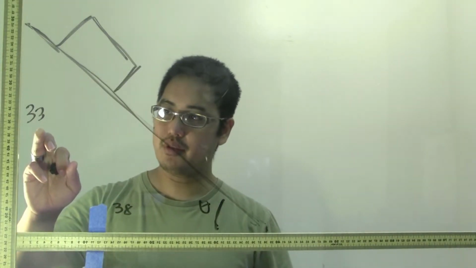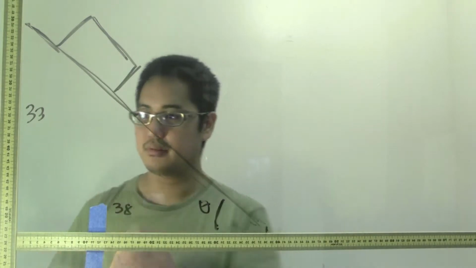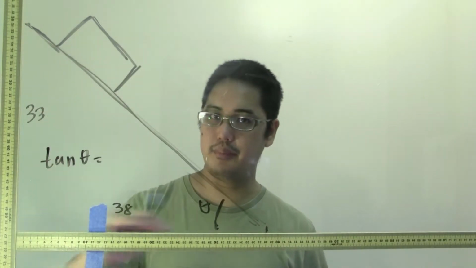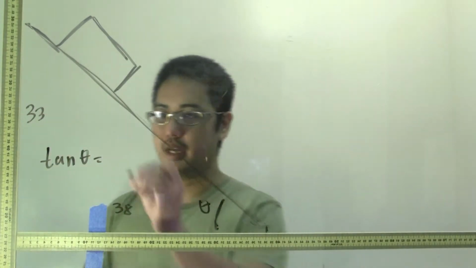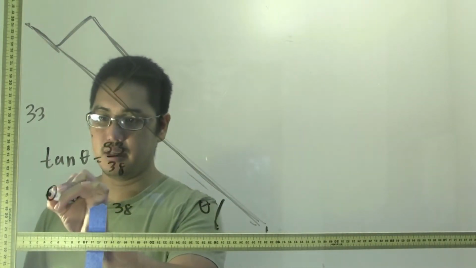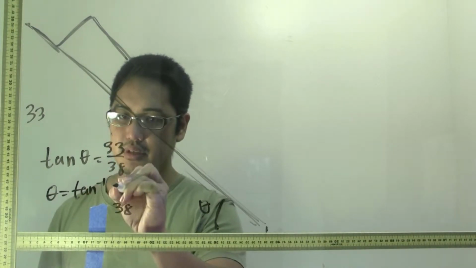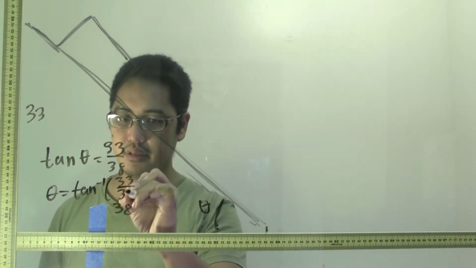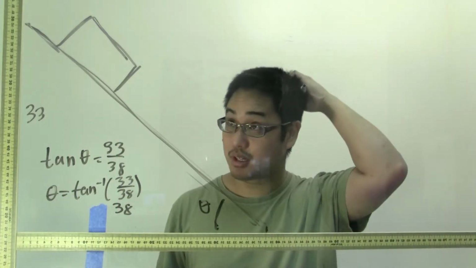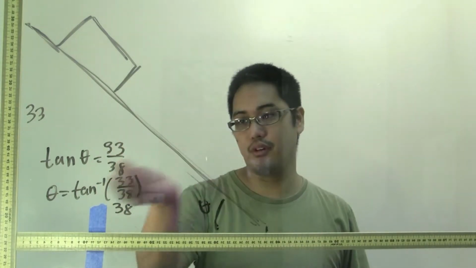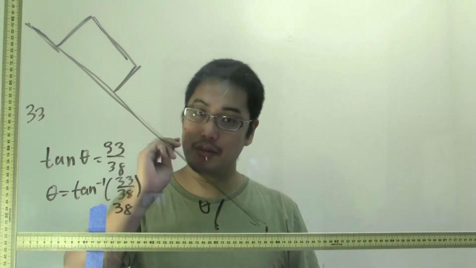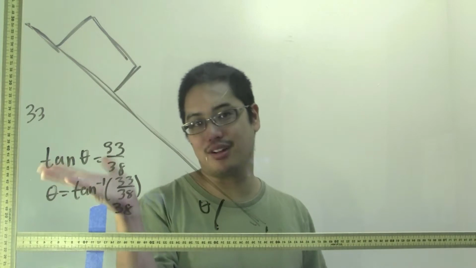So if I were to take the tangent of this angle, I would get the opposite over the adjacent, which would be 33 over 38. In order to figure out my angle, I would just say the angle is the tangent inverse of 33 divided by 38. Plug that into your calculator and figure out what you get. Since those numbers are pretty close to each other, I'm assuming it's close to 45 degrees, but you can figure it out. I would say it's a little bit less than 45 degrees, maybe about 42 degrees. That's all I'm guessing though.